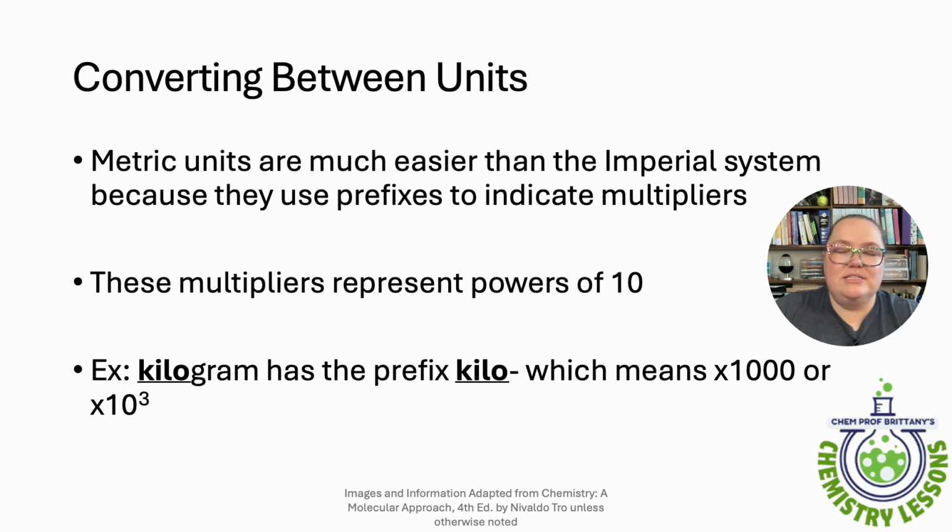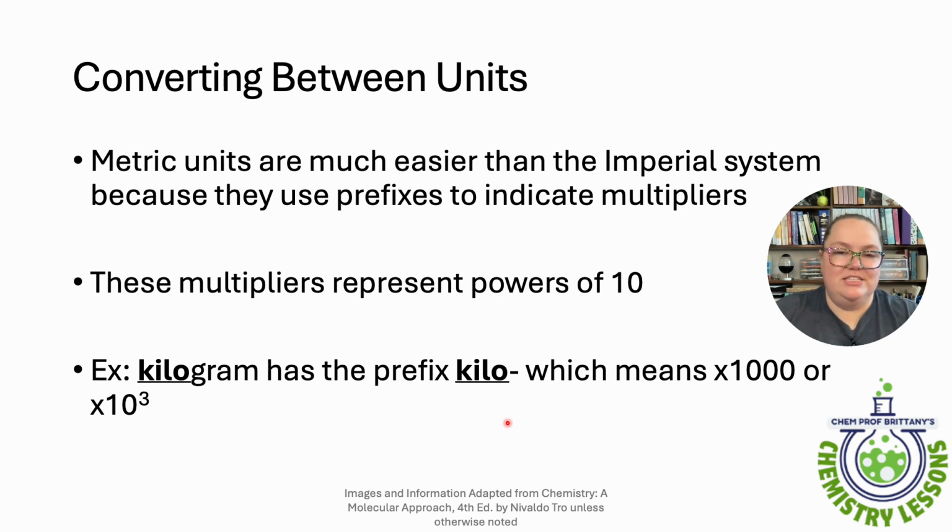Now, metric units are so much easier. I understand that as people from the US, this is not something we are familiar with. However, it is so much easier than the imperial system because there are prefixes that indicate our multipliers, and they are multipliers that represent the power of 10. So the prefix kilo, for example, means times 1,000. So a kilogram is 1,000 grams. A kilometer is 1,000 meters. We don't have that ease in the imperial system.